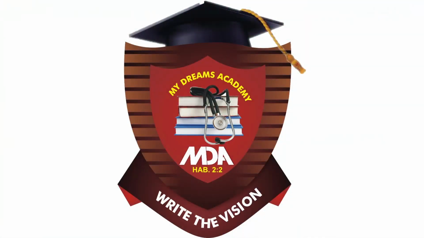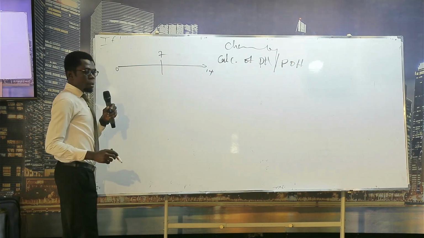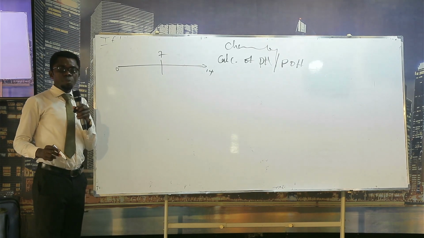Pure. It is either acidic or what? Basic. So the calculation is very, very important. So now, what makes a solution? I hope you are familiar with this. It is called a pH meter.